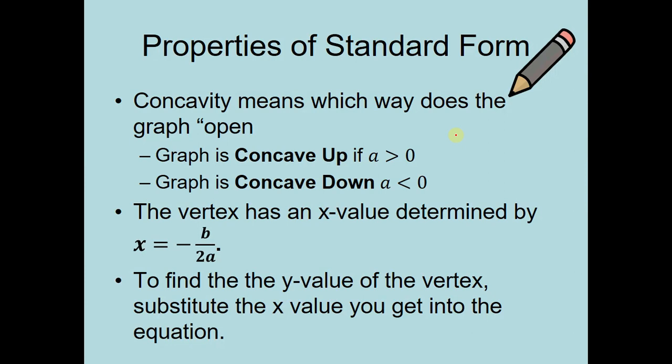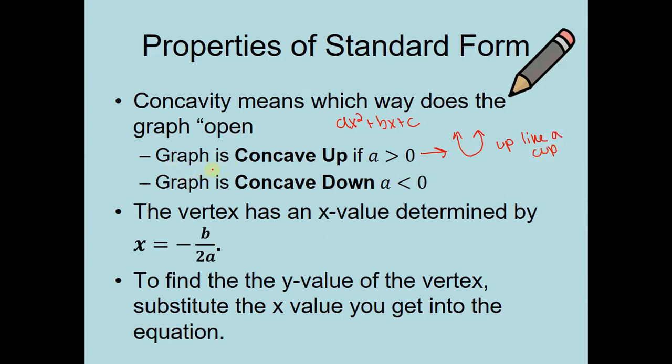Something we haven't talked about: concavity, which basically is just a fancy term for which way does the graph open. If it's concave up, that's when a is greater than 0 in your equation. Because remember, we're looking at ax squared plus bx plus c. Now, these kinds of graphs are going to look like this. And I like to think of it as up like a cup.